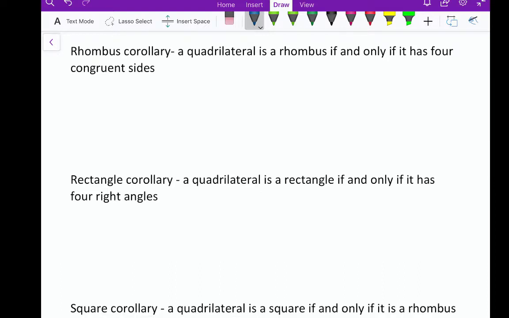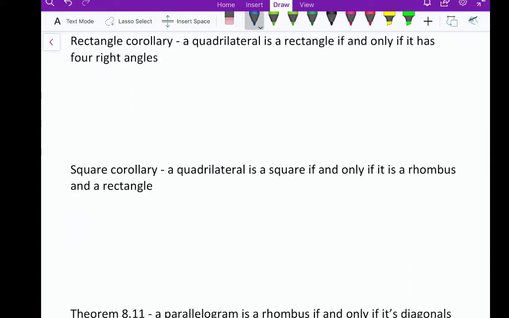The rhombus corollary says that a quadrilateral is a rhombus if and only if it has four congruent sides. Remember that the if and only if means that it works both P then Q and Q then P. So a quadrilateral is a rhombus if and only if it has four congruent sides, which means if a quadrilateral has four congruent sides, then it is a rhombus. And if it is a rhombus, then it has four congruent sides. So it works both ways.